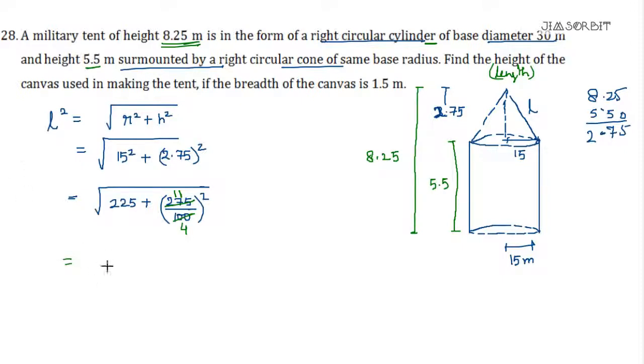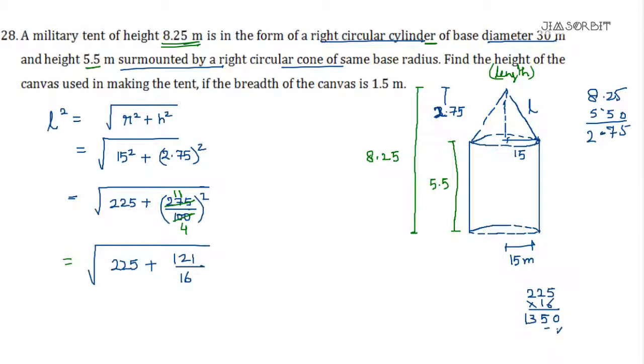So let us come back to this place. 225 plus 11 squared is 121, 4 squared is 16. Now just multiply 225 and 16, and whatever we get we are going to add to the 121. Okay, so let us do this. 225 into 16. I hope I have done it correctly. Okay, nothing is wrong, so it is correct.